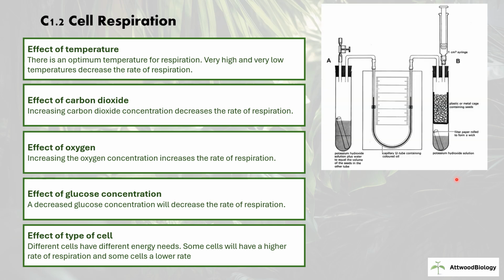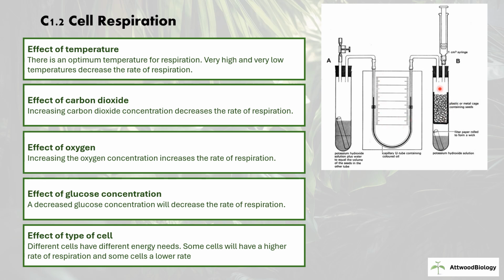Here we've got a respirometer. So this is a practical that you can do. Now you can see here that you have some seeds in this side. You have some potassium hydroxide, which will absorb any carbon dioxide within there. And then we have here a coloured liquid and a scale, so we can see how far that liquid's moved.